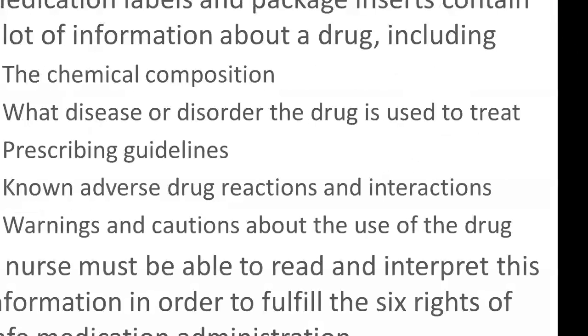Medication labels and package inserts contain a lot of information about a drug. They include all this information: the chemical composition, what disease or disorder the drug is used to treat, prescribing guidelines, really knowing those adverse drug reactions and interactions, and warnings and cautions about the use of the drug. And a nurse must be able to read and interpret this information in order to fulfill the 6 rights of safe medication administration.